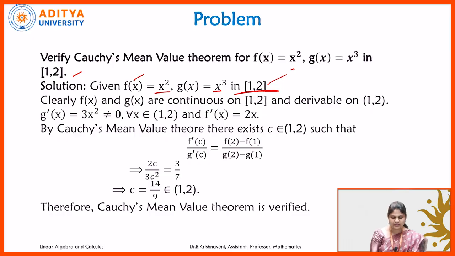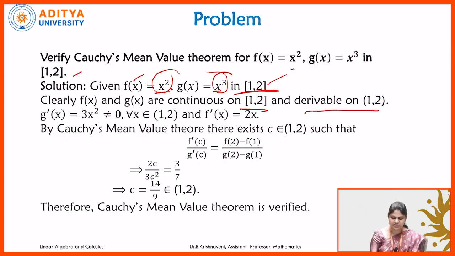So clearly f and g are polynomial functions, and we know that both are continuous everywhere. Hence f and g are continuous in the closed interval 1 comma 2. As well, if you take the derivatives, those are also defined. Hence those are derivable on the open interval 1 comma 2.